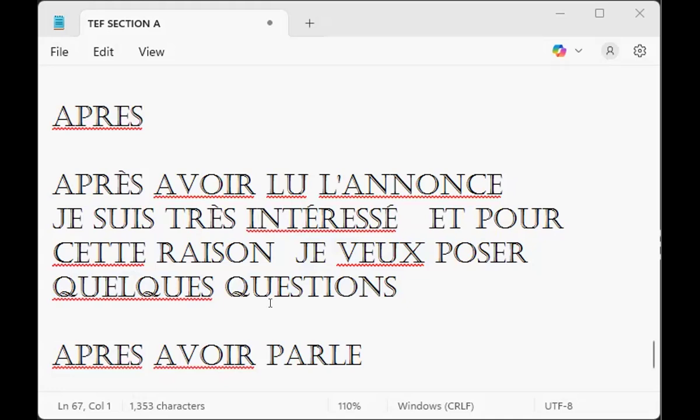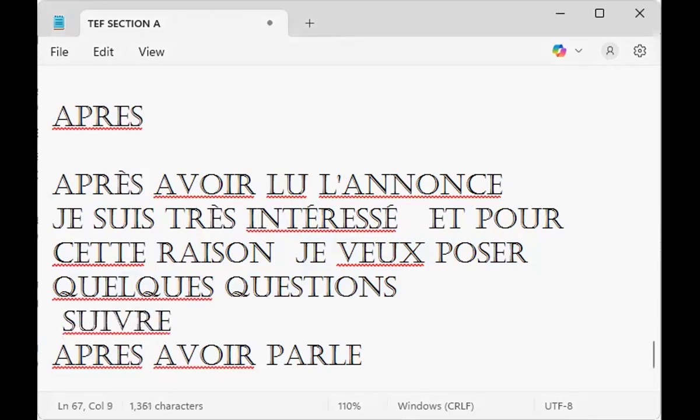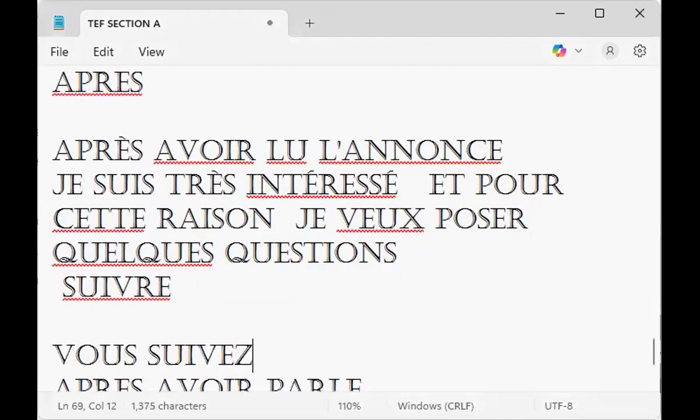Can you see that notepad? Suivre is your verb to follow. We say one must obey the rules and regulations. Suivre is to follow, my friends. So I say vous suivez. What is vous suivez? You follow. Vous suivez la règle. Vous me suivez, you follow me.